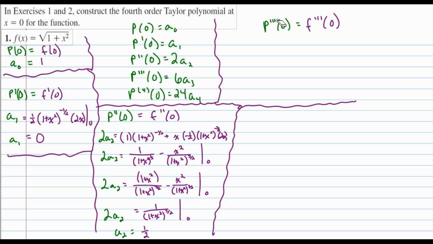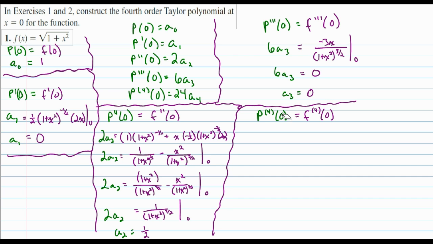The third derivative of our polynomial has to equal the third derivative of our function. That's how our method of approximation is working. So that means that I need to evaluate the third derivative at 0, and then the third derivative of p at 0 is 6a sub 3, and a sub 3 equals 0.